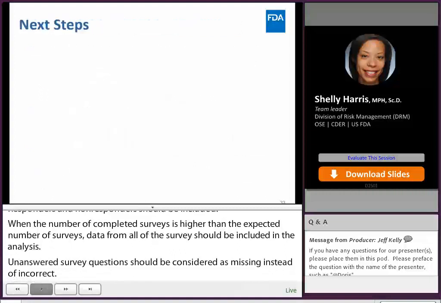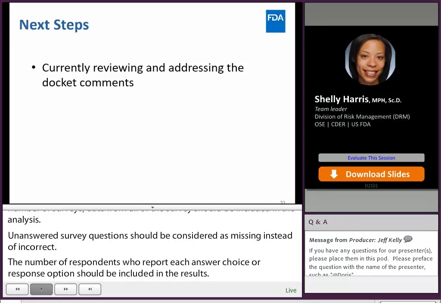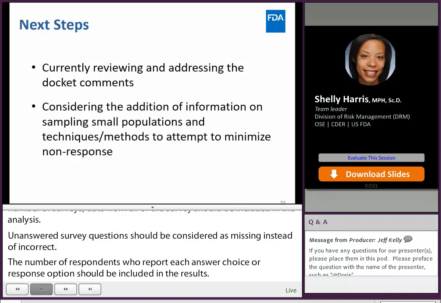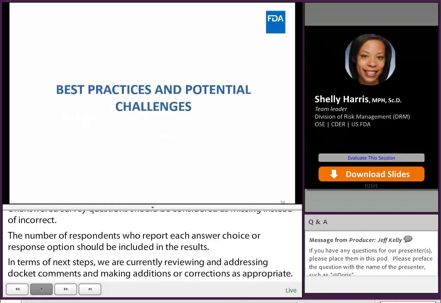In terms of next steps, we are currently reviewing and addressing the docket comments and making additions or corrections as appropriate. We're also considering the addition of information on sampling small populations and methods to minimize non-response, since these are some recurring issues across REMS. Now, I will discuss some best practices and potential challenges related to REMS assessments.